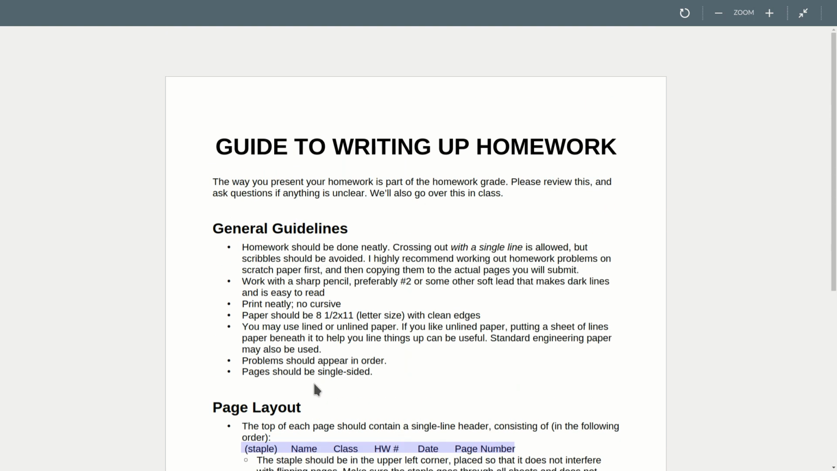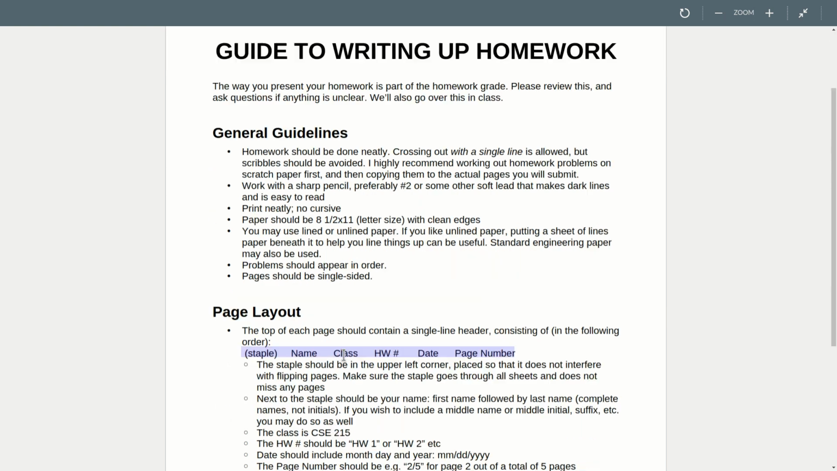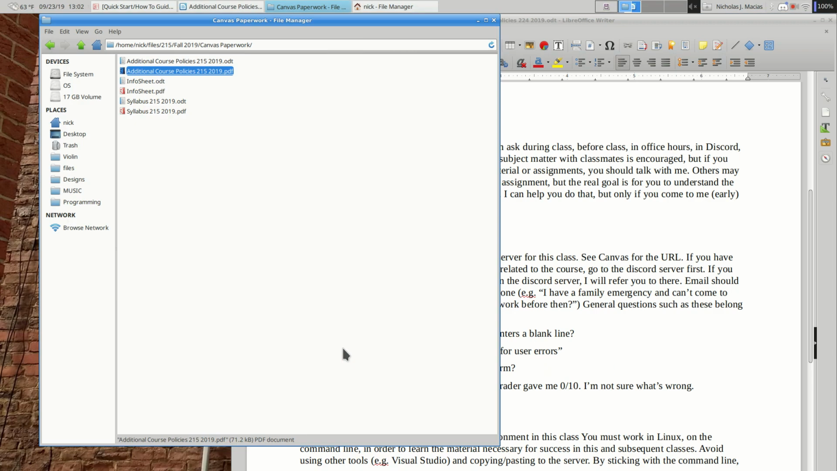I guarantee if you get into the habit of doing this, though, all your teachers are going to love you, right? You may not know anything about physics, but you turn in your physics homework like this, they're going to be like, this is so beautiful, I'm going to give you an A anyway. Maybe. Maybe.